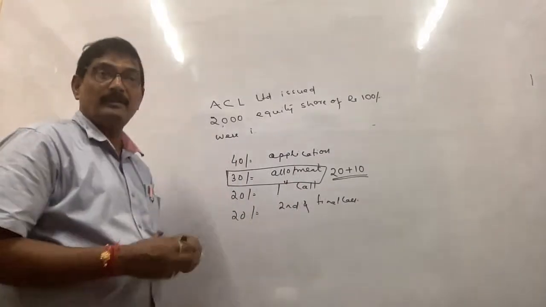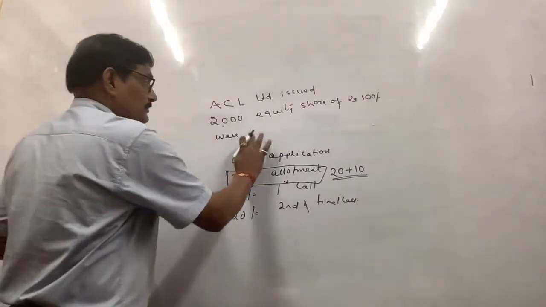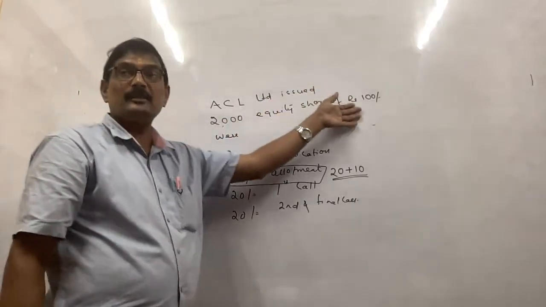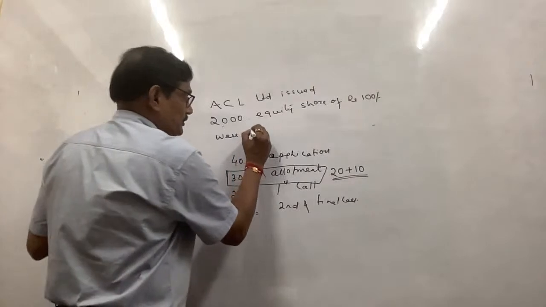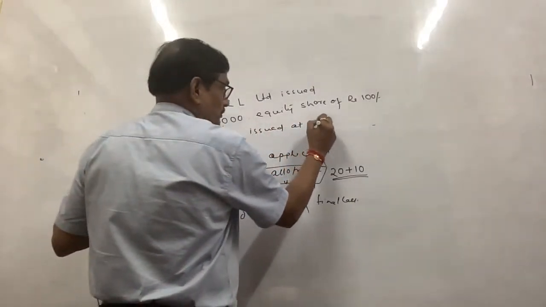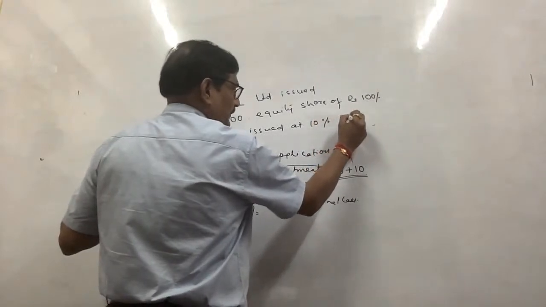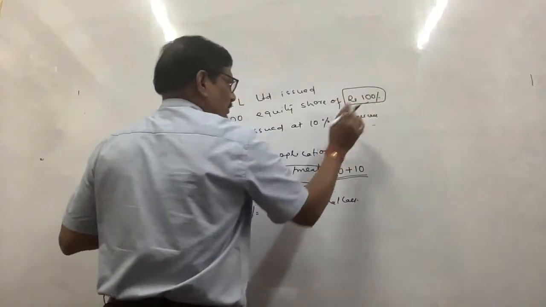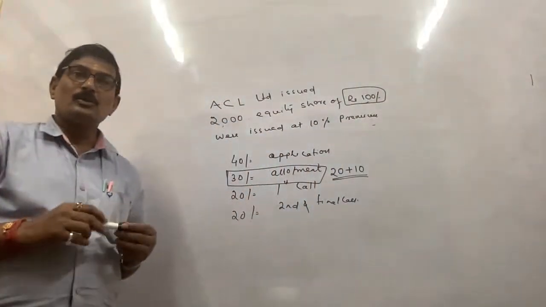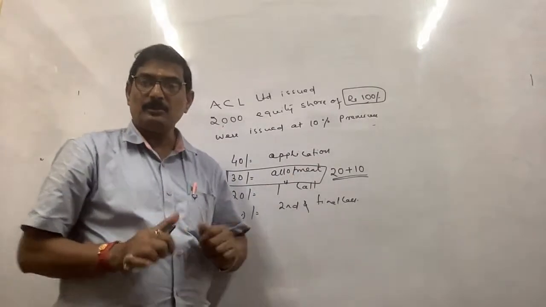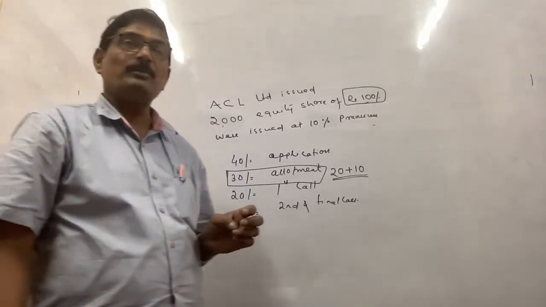So now I will write it. See, if it is issued in lump sum, 2000 equity shares of 100 rupees each were issued at 10% premium. So the issue price will be how much? 110. 10% of 100 rupees is equal to 10 rupees. So the total issue price will be 110.